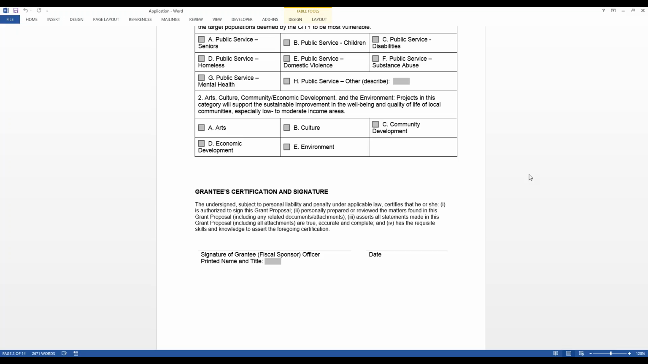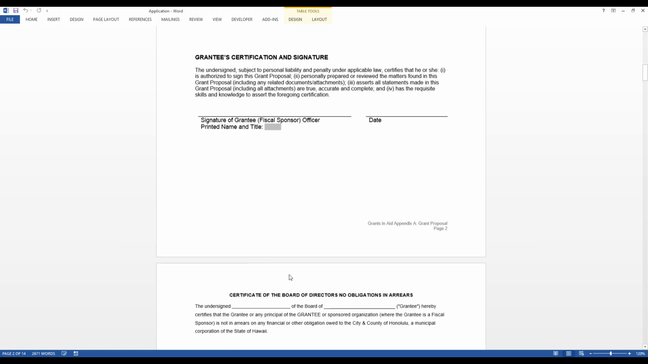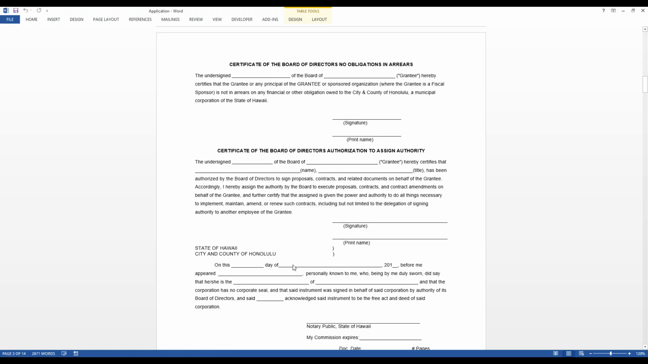Without this signature, the application is not valid, and make sure that the right person signs this application. And remember when we talked about the format of your grant proposal, make sure that whoever is authorized to sign this application, you submit the original signature, the original copy of this application. And who will sign it? The person who is authorized by a board of directors. So on the next page, we have this certificate of the board of directors authorization to assign authority.